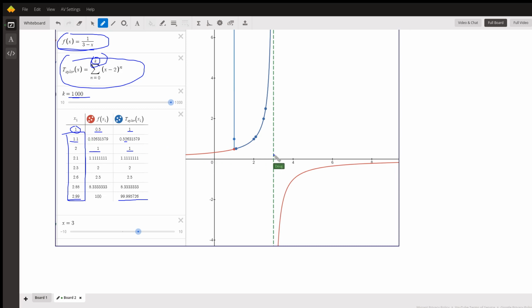But if you're outside that interval, not so close. Look at how these match up here. That blue curve is lying right on top of the red curve. But as soon as I get outside that interval, it doesn't happen.